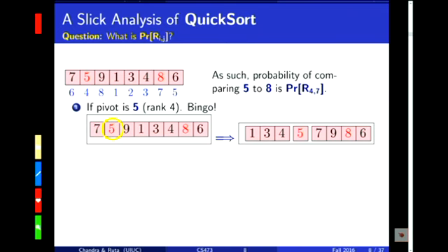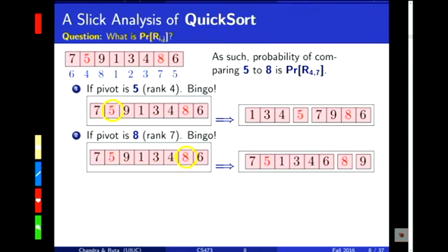The same thing if the pivot is 8. I will compare 8 with 5 to check whether it's bigger or smaller. It's smaller, so it goes into the subproblem, and again, I never compare 5 and 8.